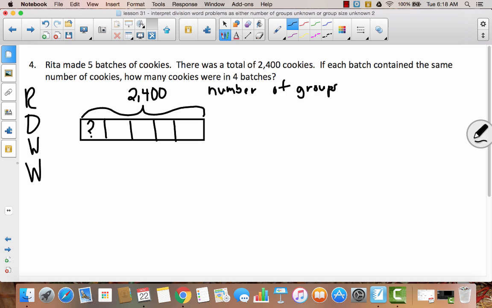So how can I figure out how many cookies were in one batch? Well, that would be division, right? So I'm going to take 2,400. I'm going to divide that by 5. I'm going to go ahead and pause the video. I want you to go ahead and solve this and see what you come up with.